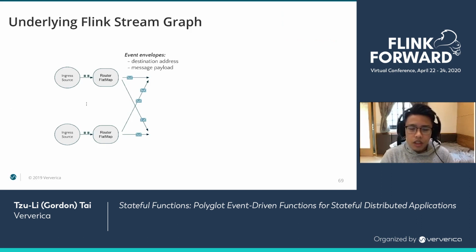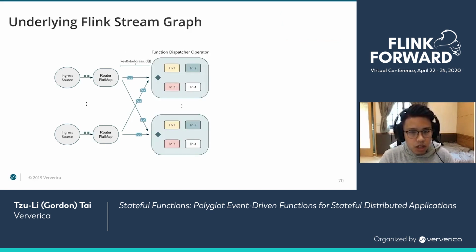So here, as you can see, all loaded ingresses are translated to Flink source operators emitting the input messages, and routers are translated to chained flat map operators. The router flat map basically takes the input messages emitted from the ingresses and then transforms them to internal event envelopes, which essentially just wraps first the message payload and then the message's destination function's logical address. Envelopes are essentially the onward data types for all messages flowing through this underlying stream graph.